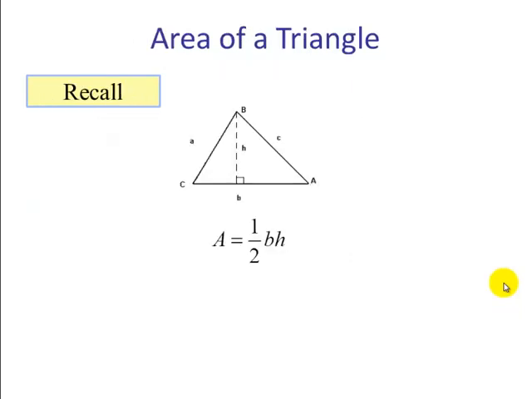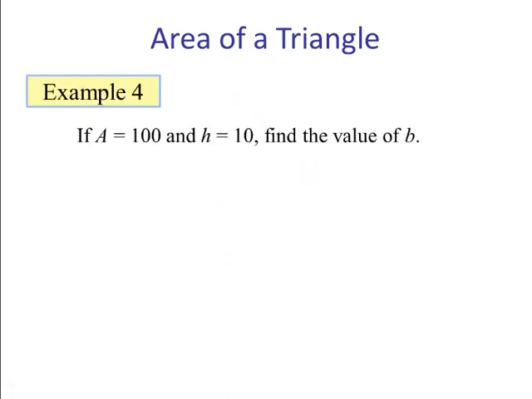If you recall, the area of a triangle is given by this formula. A equals 1/2 base times height. So area equals 1/2 the base times the height. So here's the base. Perpendicular to the base is the height. So if the area is equal to 100 and h is equal to 10, what is the value of b?